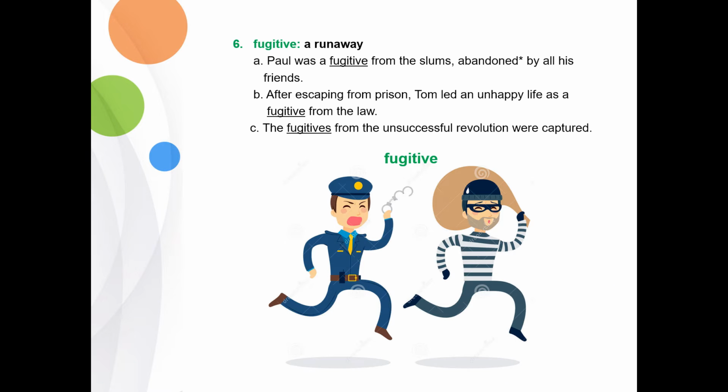Fugitive. Fugitive means a runaway. Examples. Number 1. Paul was a fugitive from the slums, abandoned by all his friends. Number 2. After escaping from prison, Tom led an unhappy life as a fugitive from the law. Number 3. The fugitives from the unsuccessful revolution were captured.